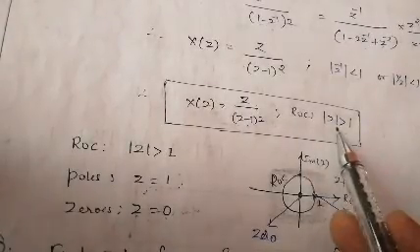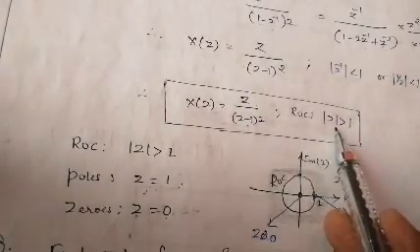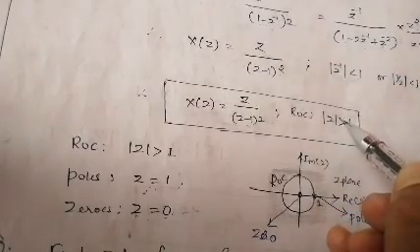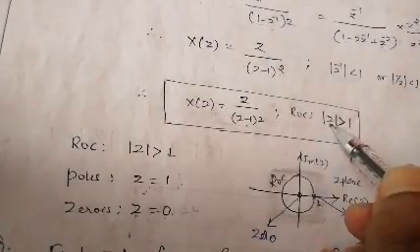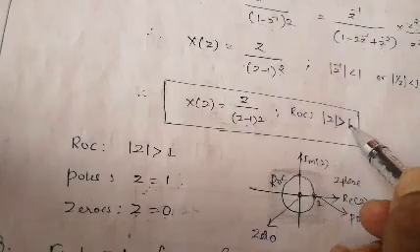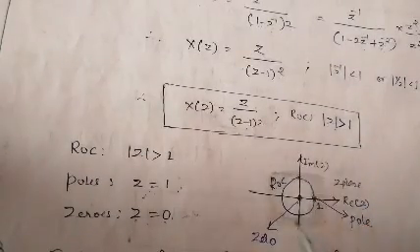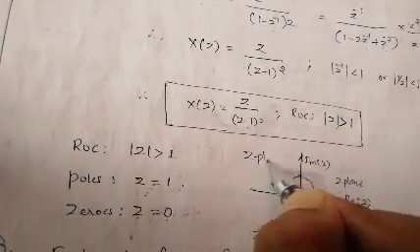And what about the ROC? The mod of z is greater than 1. It indicates that the ROC lies outside the circle of radius 1. So on the z plane, it is the z plane.